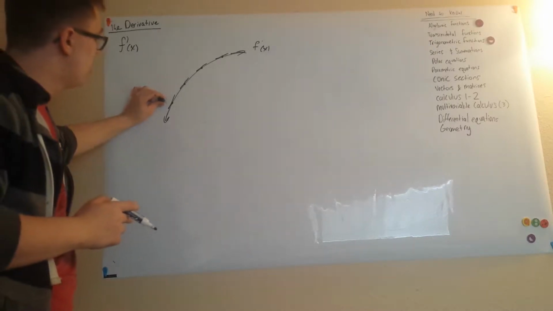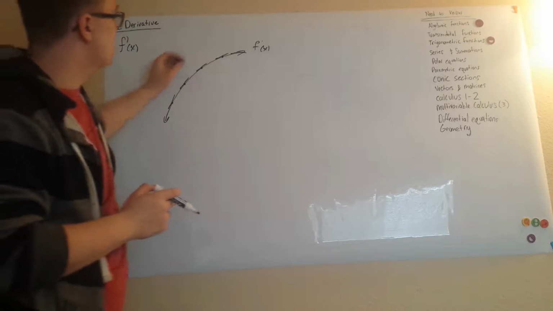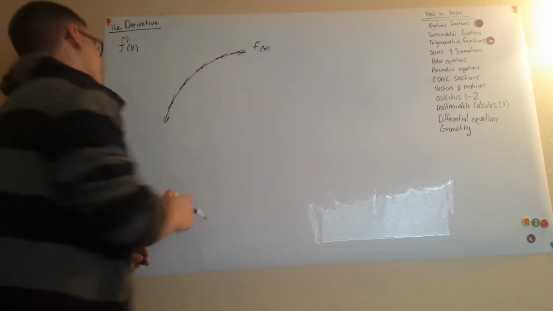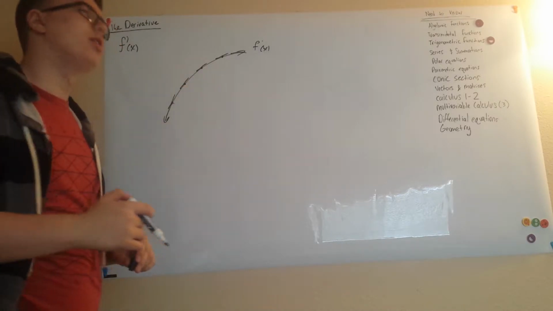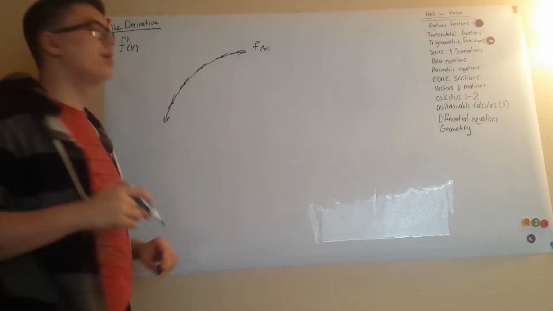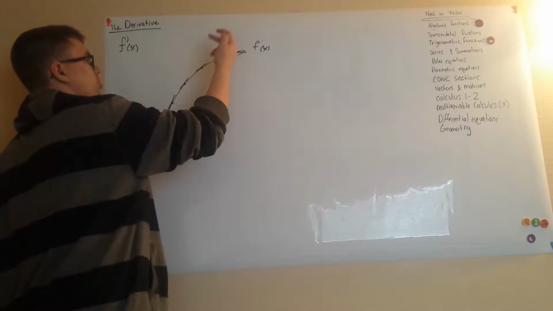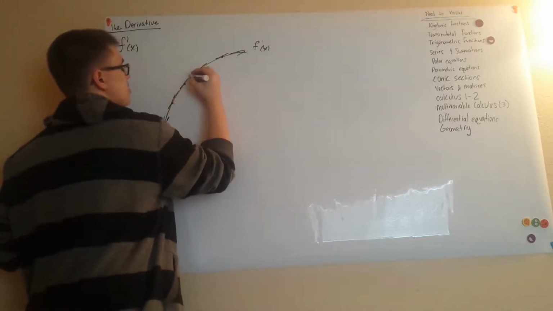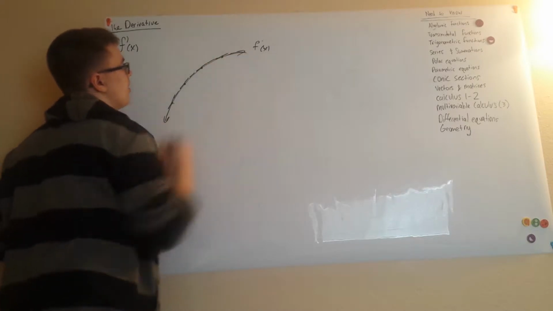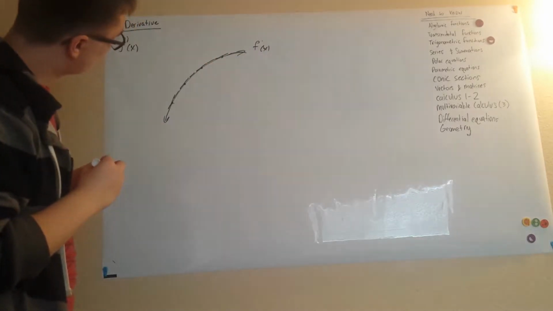Now, notice that this is the slope of the curve at one point, at another point, at another point, and another point. So the slope changes. It always changes. Okay.